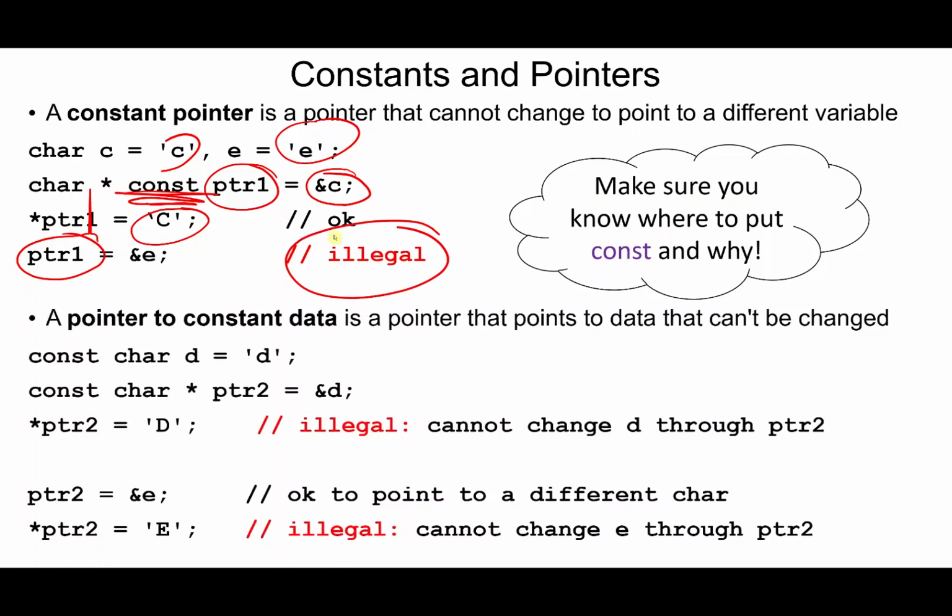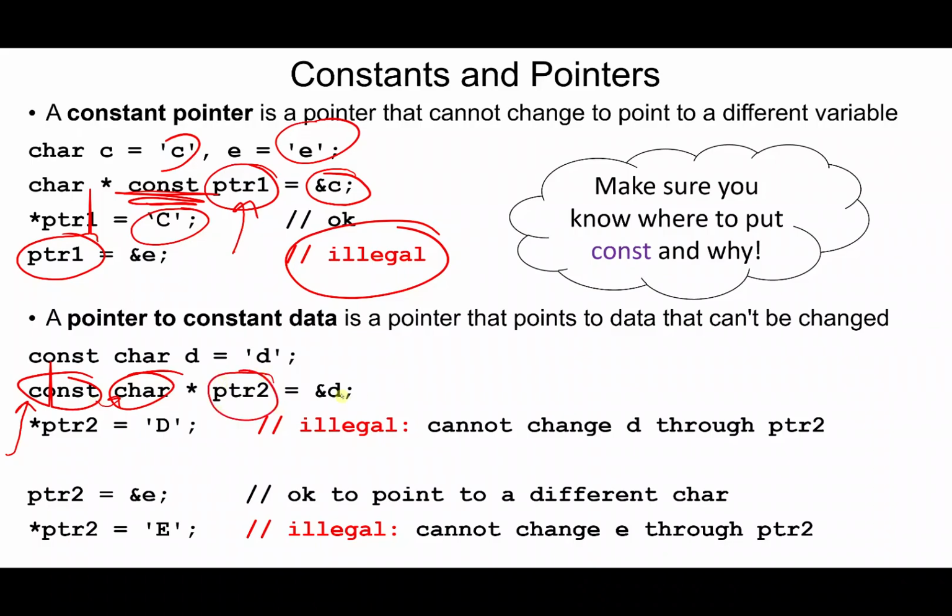Also, we have a pointer to a constant data. So the word const comes before the data. Depending on where you place the word const, if it's before the pointer name, then the pointer is the constant, which means the pointer cannot point to anything else. If you place it before the data type, then the value inside is the constant part. But you can point to another variable.